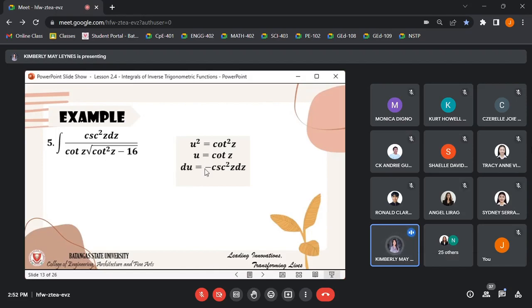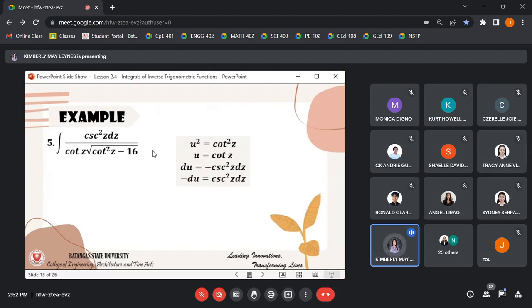At dahil negative yung derivative at positive yung nasa given integrand natin, multiply both sides by negative 1. Negative du is equal to cosecant squared z dz natin. Okay?